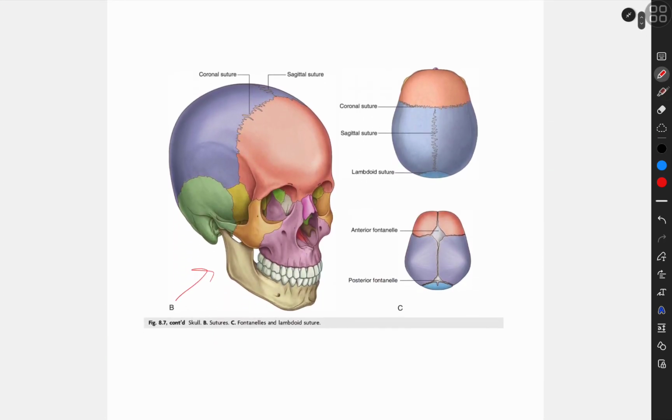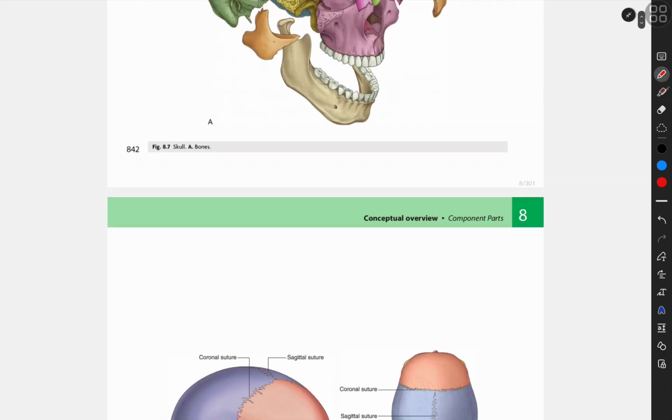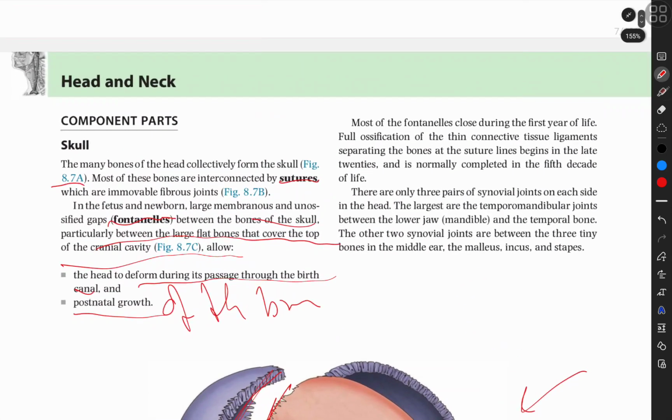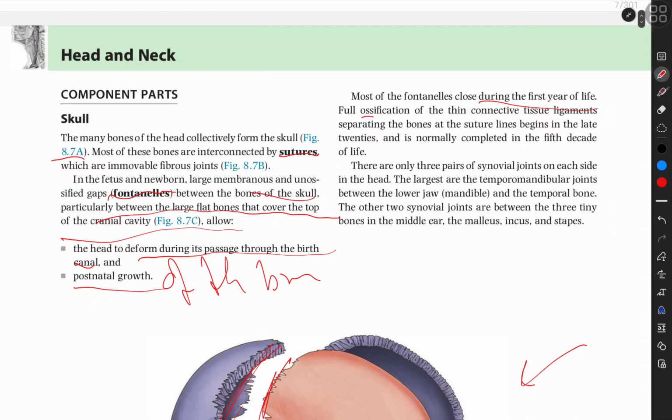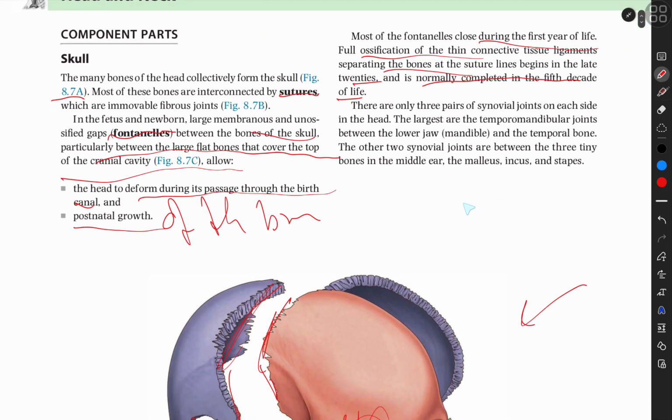Yes, these are fontanelles. This is the fontanelle. Here is also a fontanelle. Anterior, lateral, and posterior lateral fontanelles, which are sphenoidal and mastoid fontanelles. Most of the fontanelles close during the first year of life. Full ossification and the thin connective tissue ligament supporting the bones at the suture line begins in the late 20s and is normally completed in the 5th decade of life. Okay, so they complete their ossification during the 50s.